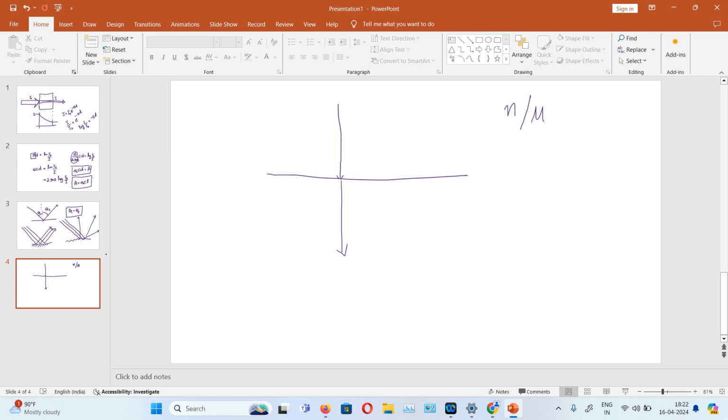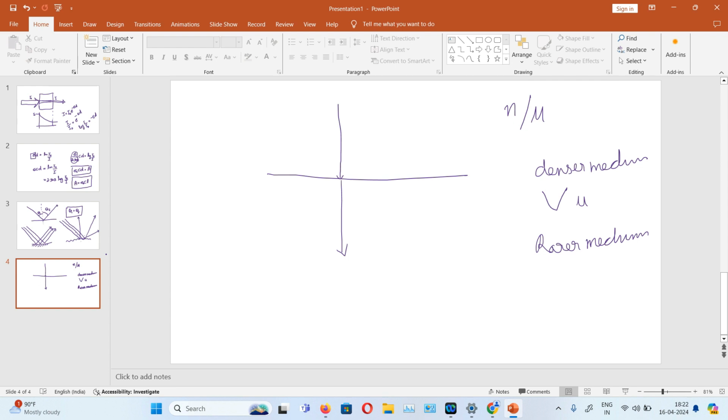Based on refractive index, if the refractive index of a medium is high, we call it a denser medium. If the refractive index is low, it is called a rarer medium. The velocity of light will be lower in the denser medium compared to the rarer medium. That is the difference.